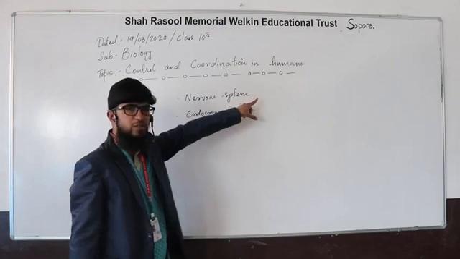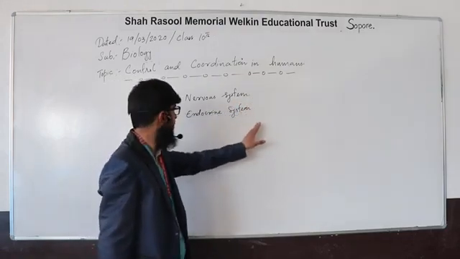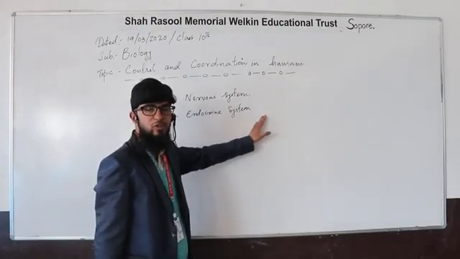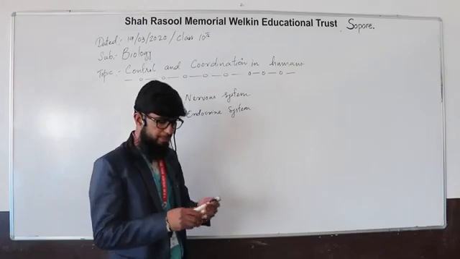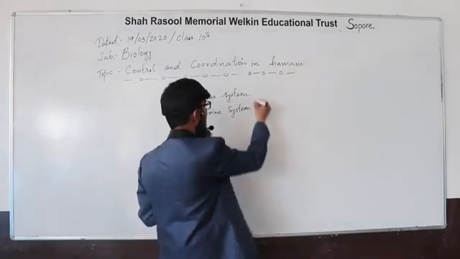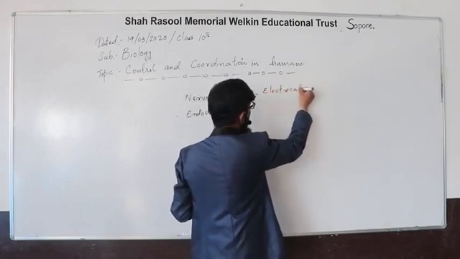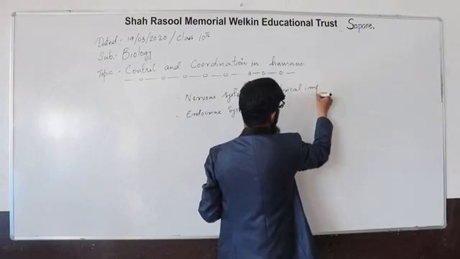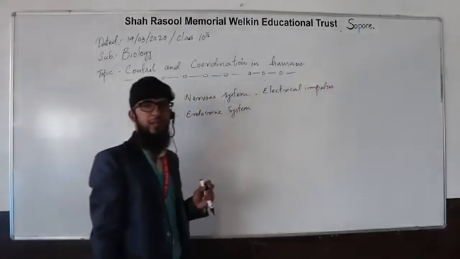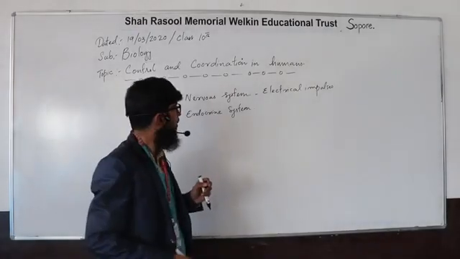Before coming to the nervous system in detail, we shall give you some introduction about the nervous system and the endocrine system. How do they work? What is the mechanism of action? Let's have a brief idea. So the nervous system works on the basis of electrical impulses. What are electrical impulses actually? They are electric currents. And electric currents generated in living bodies are called electrical impulses.